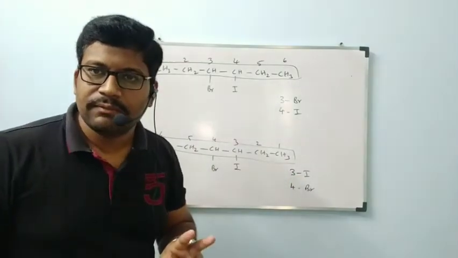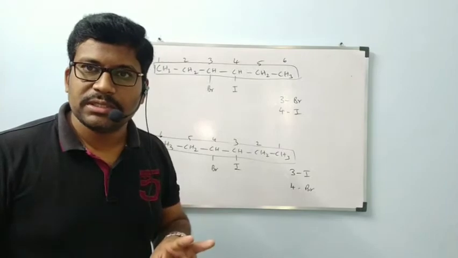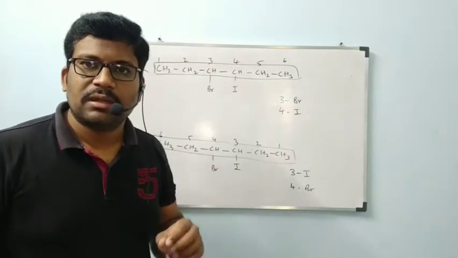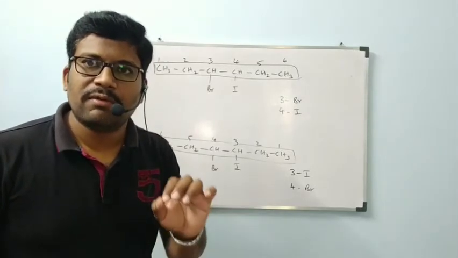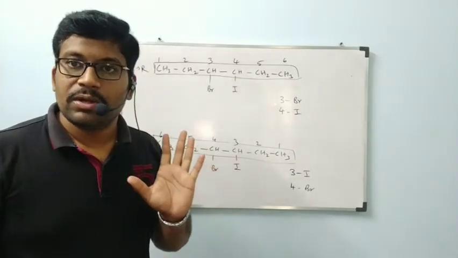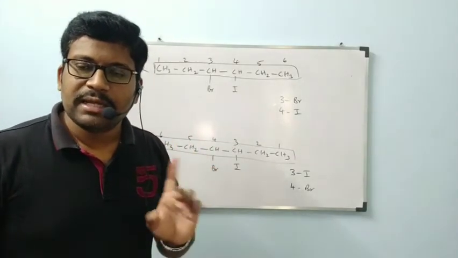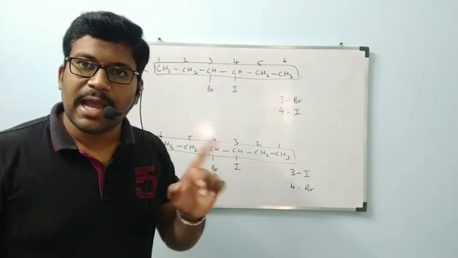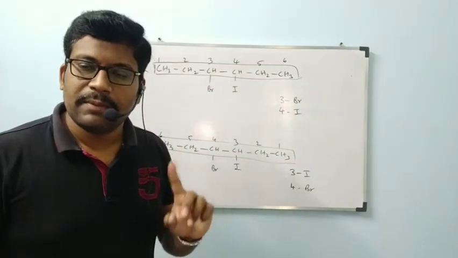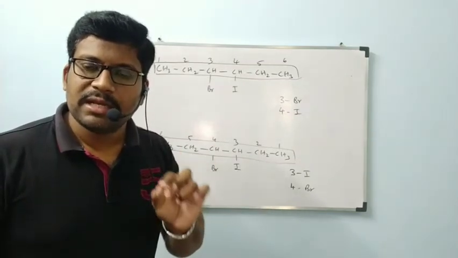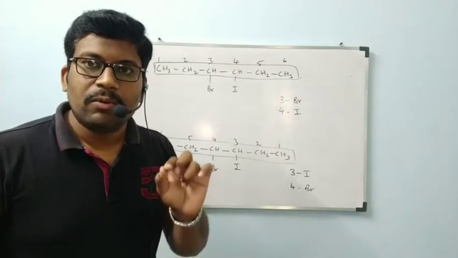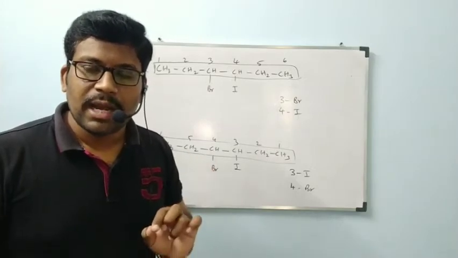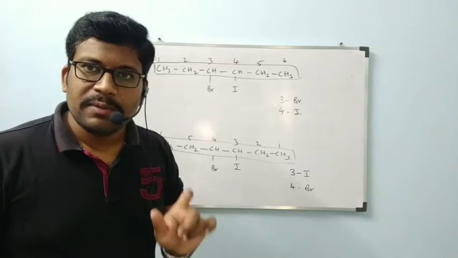Both numbers are the same. When we get the same positions for two different substituents, here also we have to follow alphabetical order. According to alphabetical order, B will come first. In bromine and iodine, B comes first. That's why bromine is highly important, and we number so that bromine gets the least number.